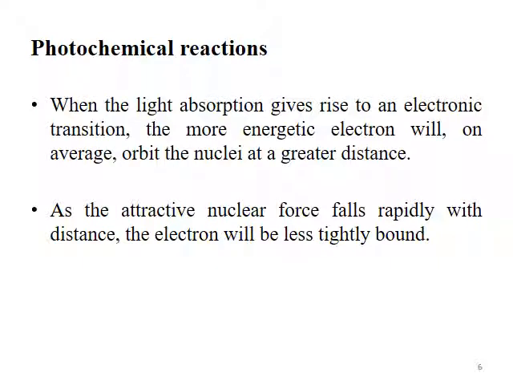Photochemical reaction. When light absorption gives rise to an electronic transition, the more energetic electron will on average orbit the nuclei at a greater distance. As the attractive nuclear force falls rapidly with distance, the electron will be less tightly bound and will be able to form a chemical bond with another molecule more readily. This is the basis of photochemistry.